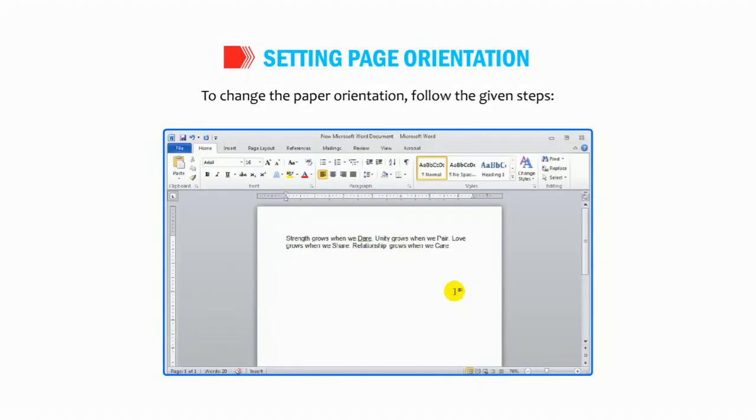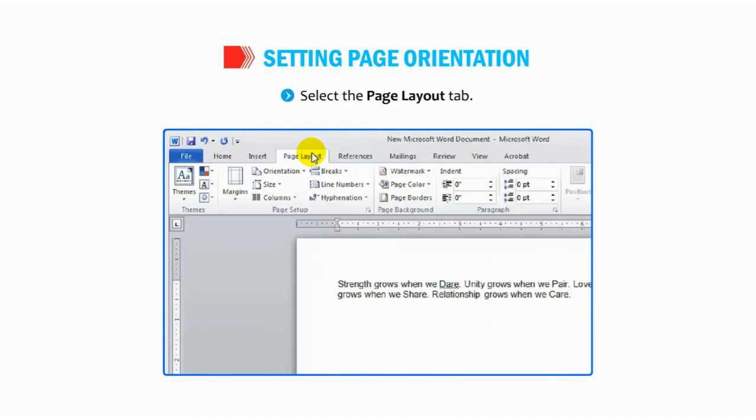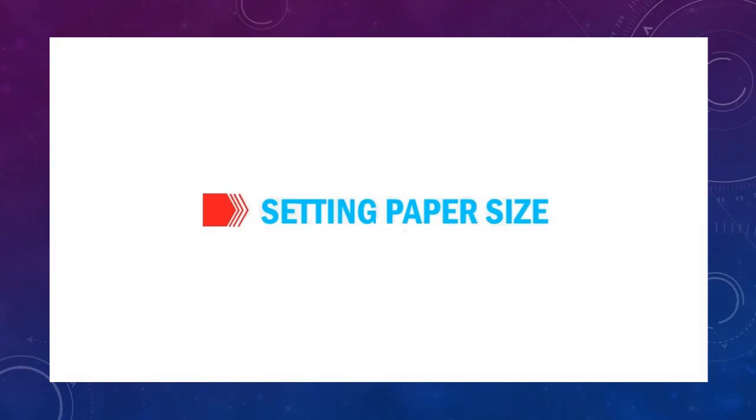To change the paper orientation, follow the given steps. Select the Page Layout tab. Click on the Orientation button in the Page Setup group. Choose the Landscape orientation from the drop-down list. Now observe the change. Next topic is setting paper size.